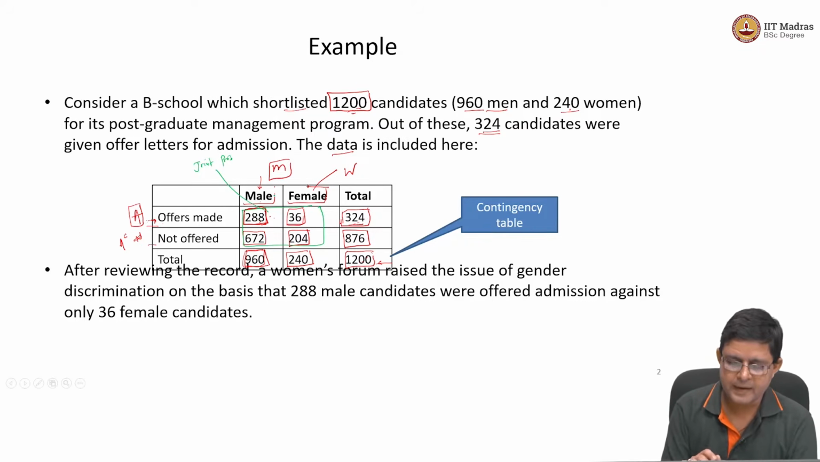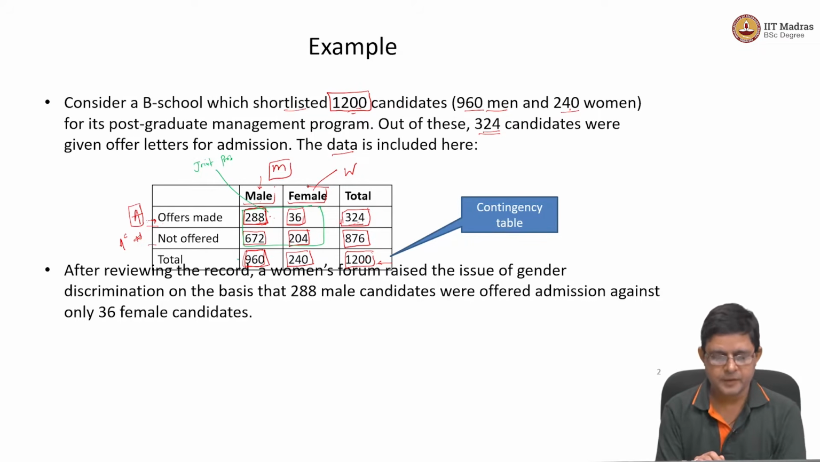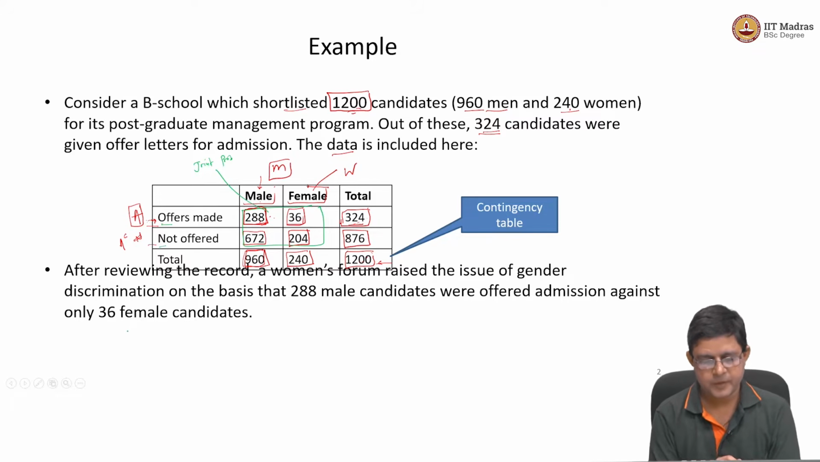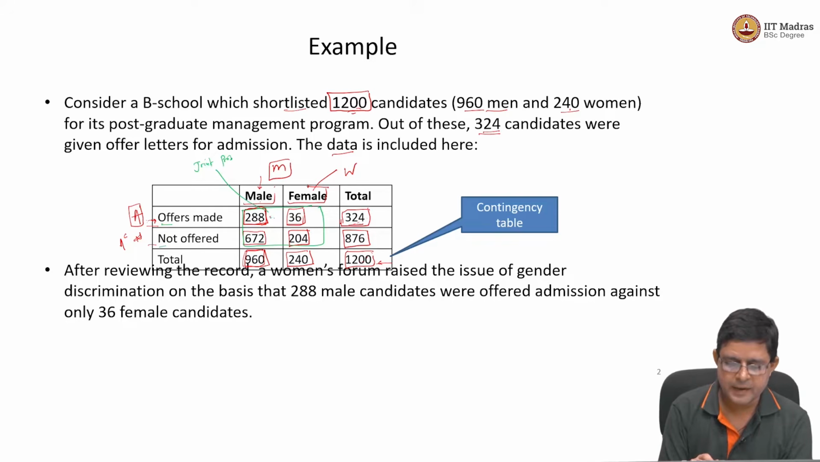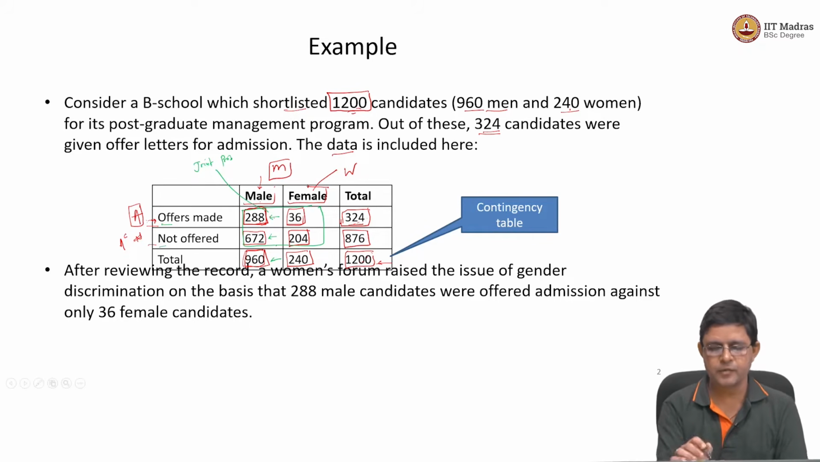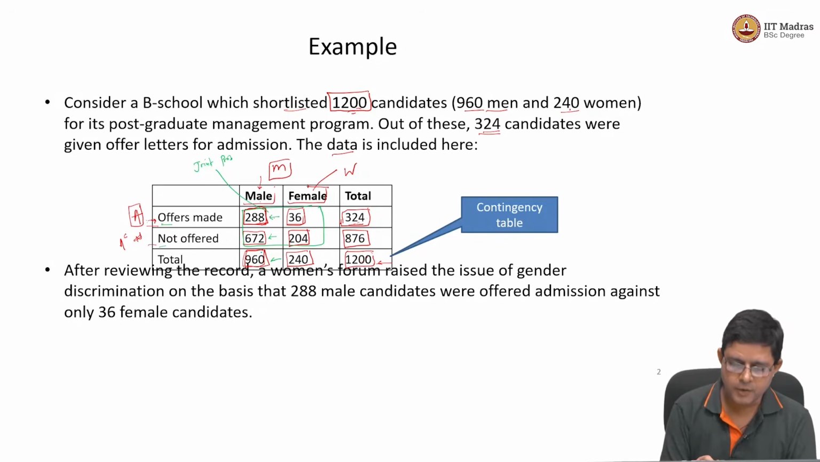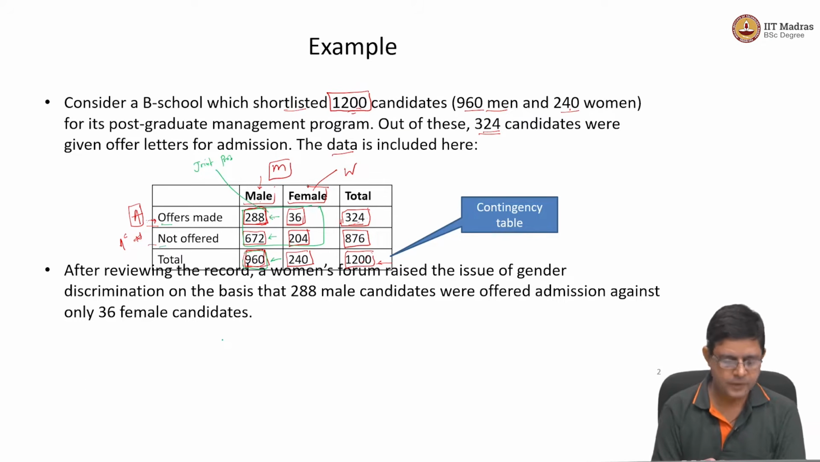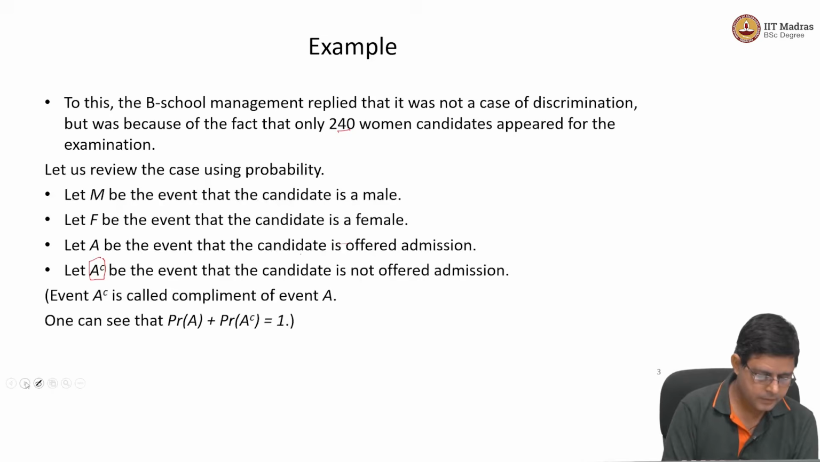Now, let us read from the column. For a male candidate, there are only 2 possibilities: either the admission is made or the admission is not made. So, 288 male candidates are offered admission, 672 male candidates are not offered admission. Totally, there were 960 male candidates who were shortlisted. Now, what do you call this 960? This 960 is the frequency of a randomly selected candidate being a male candidate.